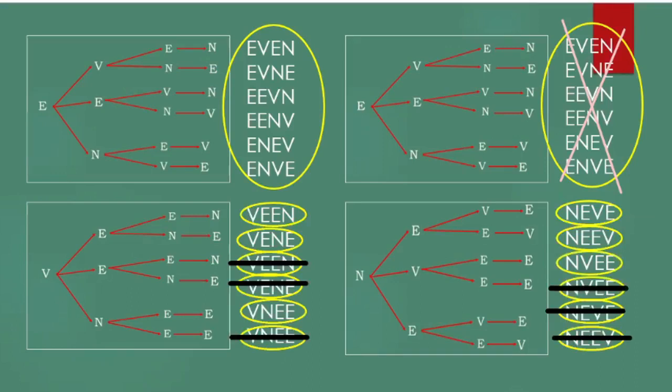Okay, so our final answer here, class, is we have 1, 2, 3, 4, 5, 6, 7, 8, 9, 10, 11, 12. So there are 12 distinct permutations. There are 12 distinct permutations from the word even.